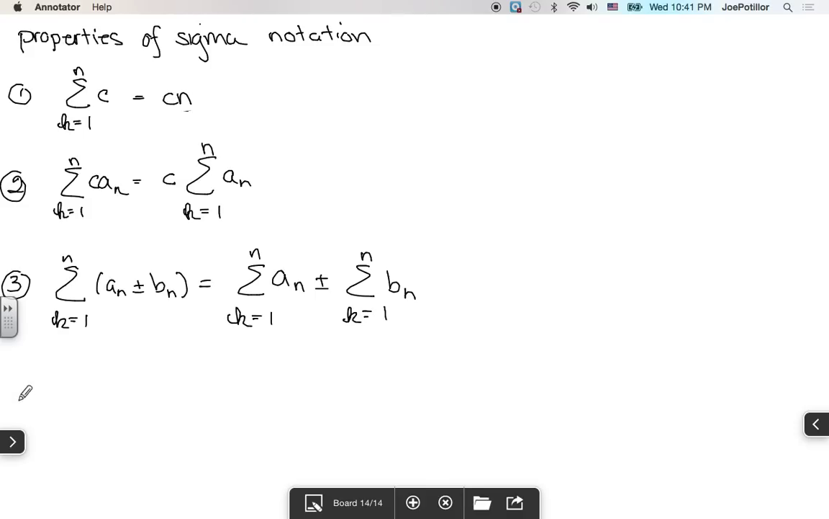The last property is something that's illustrated in the study tip. Okay.